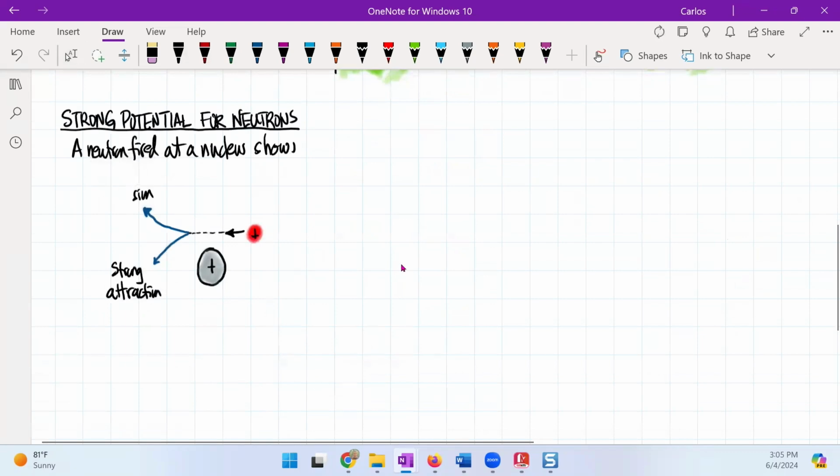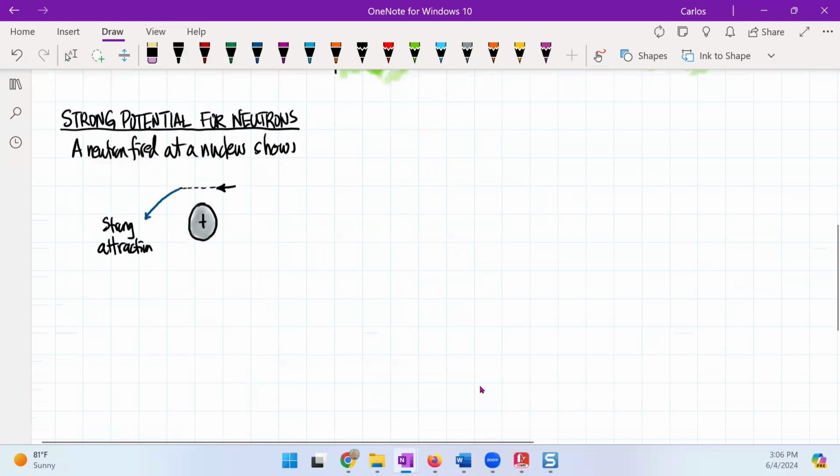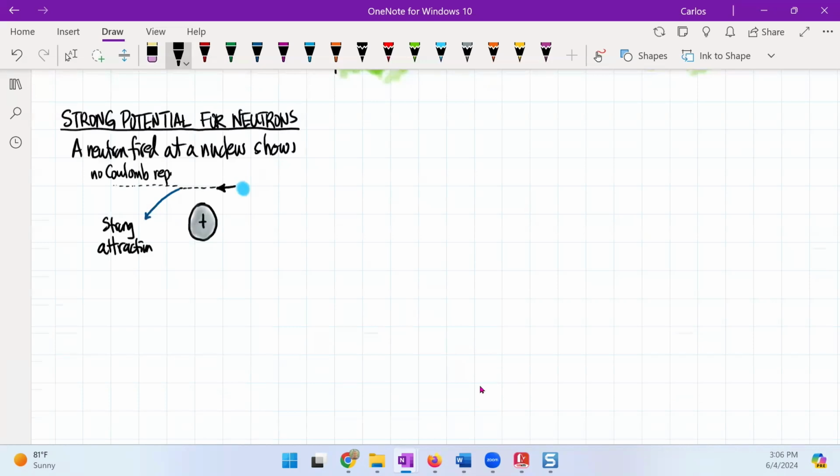There is no Coulomb repulsion, right? There is no Coulomb repulsion. So when I'm looking at this, if I fire a neutron, it does follow. But over here, we see that there is no Coulomb repulsion because neutrons don't have any charge, but they do experience a strong attraction.